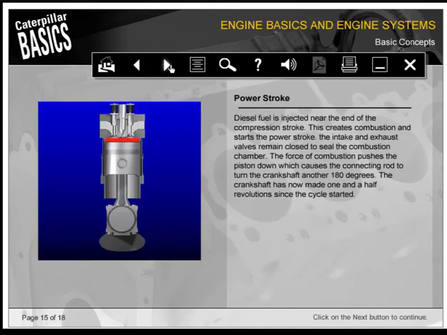Diesel fuel is injected near the end of the compression stroke. This creates combustion and starts the power stroke. The intake and exhaust valves remain closed to seal the combustion chamber. The force of combustion pushes the piston down, which causes the connecting rod to turn the crankshaft another 180 degrees. The crankshaft has now made 1.5 revolutions since the cycle started.